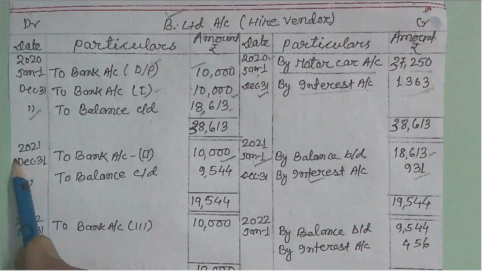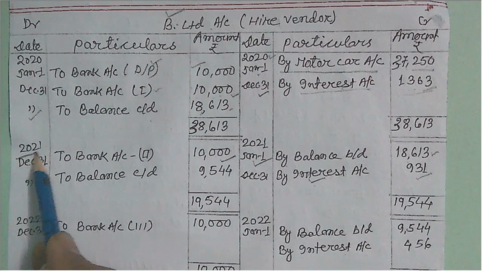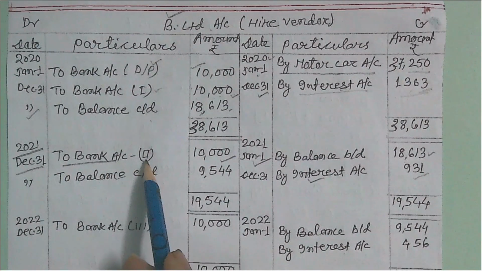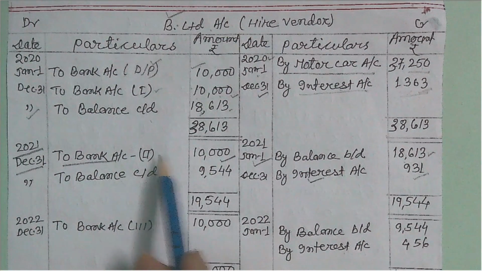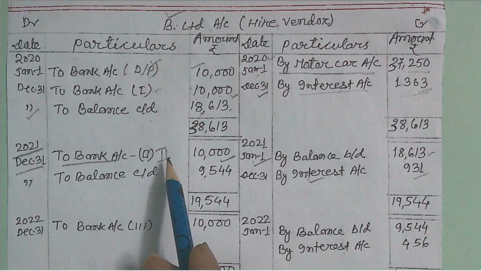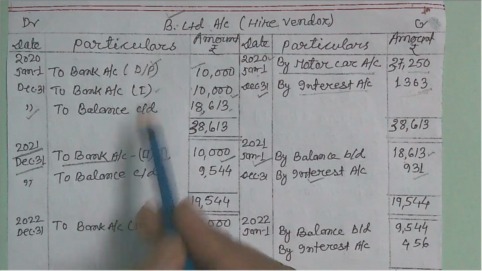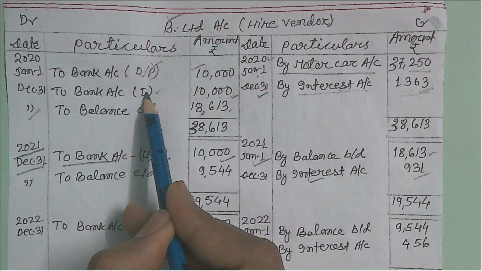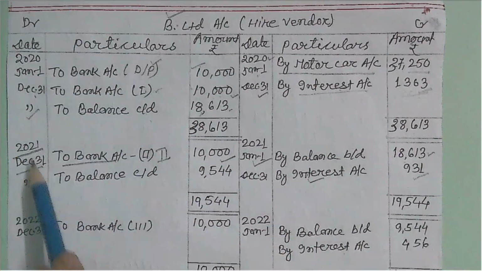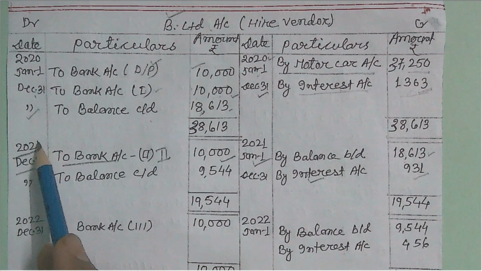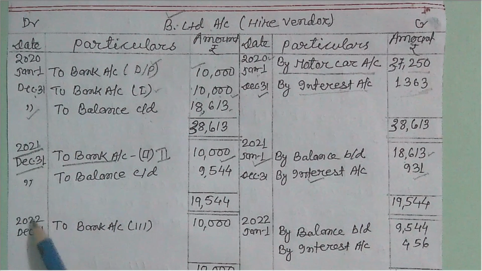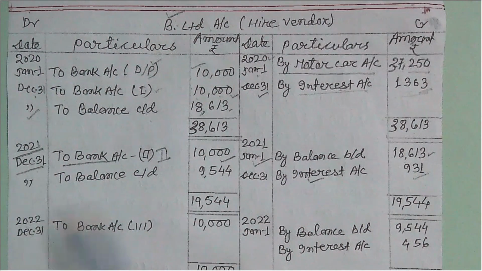So this is on 2021 December 31st, to bank account. I have given 2, which means it is the second installment. Just for understanding purposes, the first installment is at the end of the year, that is 31st December, and the second installment is 31st December, but the year is changed to 2021, and similarly for the third installment the year will be changed to 2022.